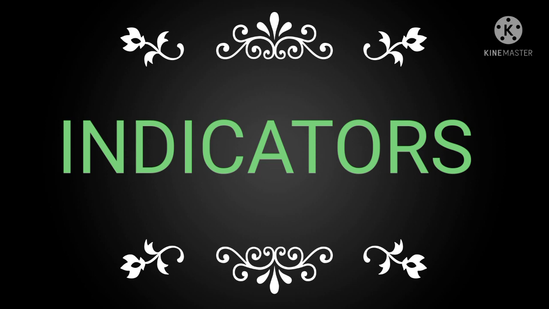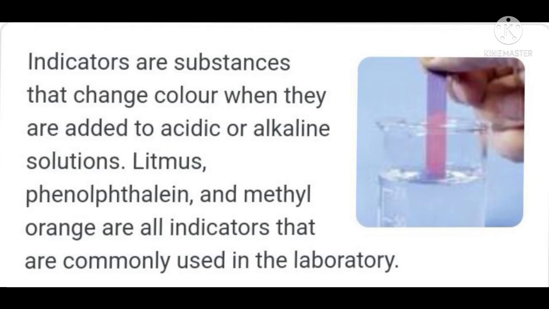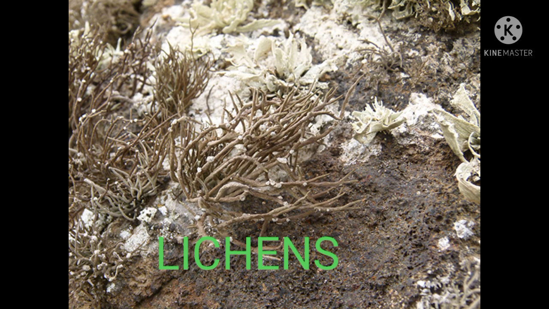Next one is indicators. Indicators are substances that change color when they are added to acidic or alkaline solutions. Litmus papers, phenolphthalein and methyl orange are all indicators that are commonly used in the laboratory. Litmus is an organic dye. It belongs to the lichen plant family. It is used to make litmus papers.